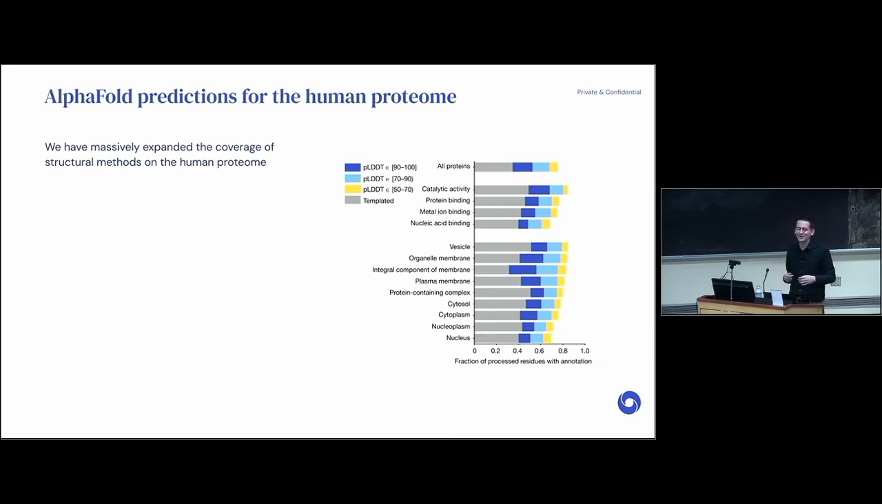Actually, one of the interesting things is where we add the least structural coverage, according to, I can't remember whose analysis it was, cancer driver genes. Because it turns out for every single cancer driver gene, the NIH has paid for someone to produce a structure. But even there, there's added coverage in protein interactions and others.